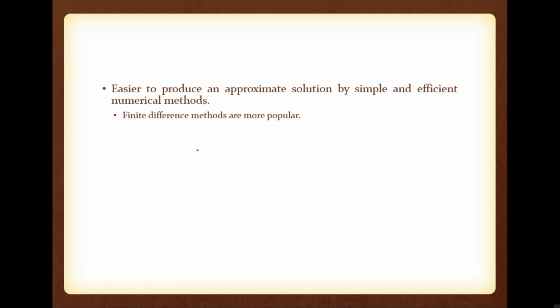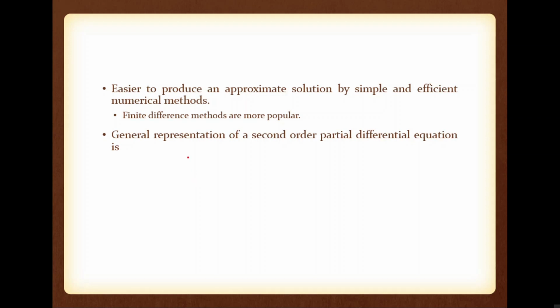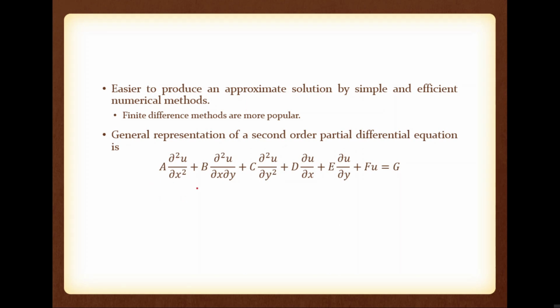Then I told you normally we are using the finite difference method because it's very simple and it is also popular. So we are using finite difference approximations for solving a method. Now we are going to discuss the second order partial differential equation. The general representation of a second order partial differential equation is a ∂²u/∂x² plus b ∂²u/∂x∂y plus c ∂²u/∂y² plus d ∂u/∂x plus e ∂u/∂y plus fu equal to g. So this one is the general representation of a second order partial differential equation.